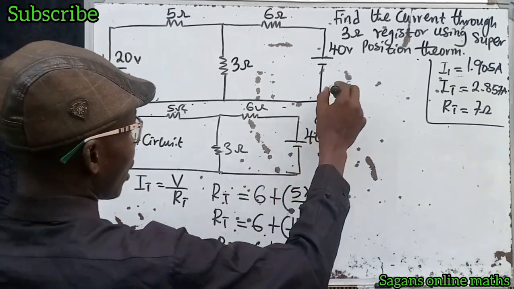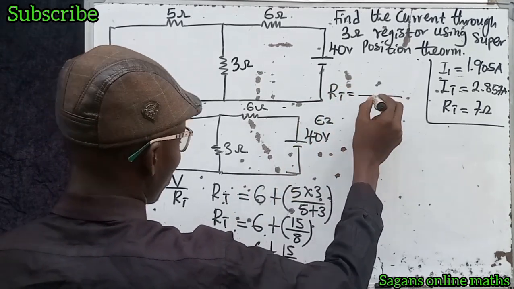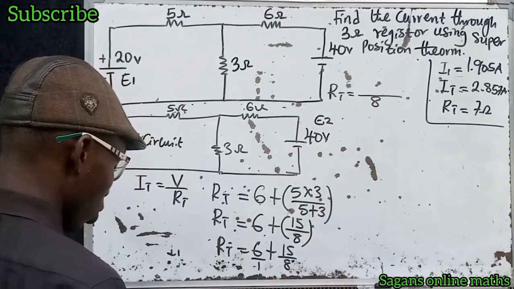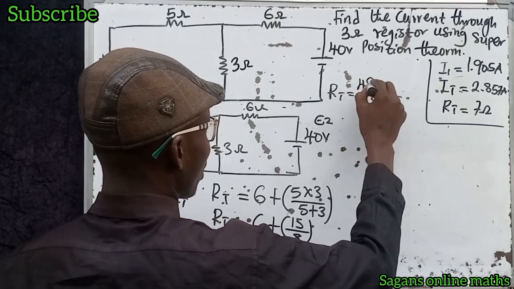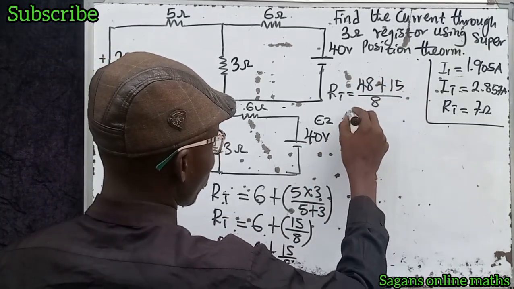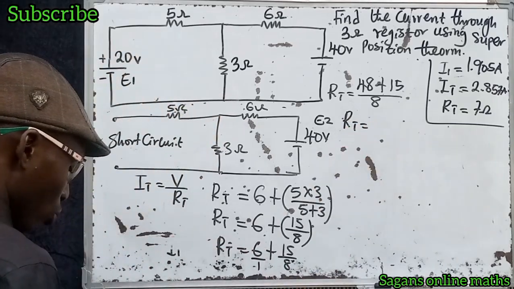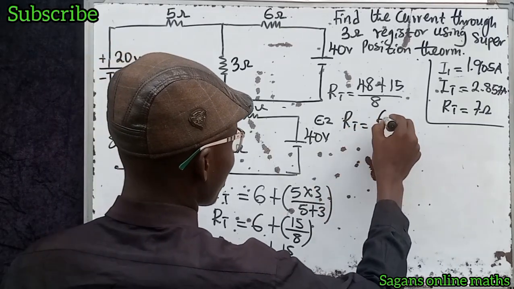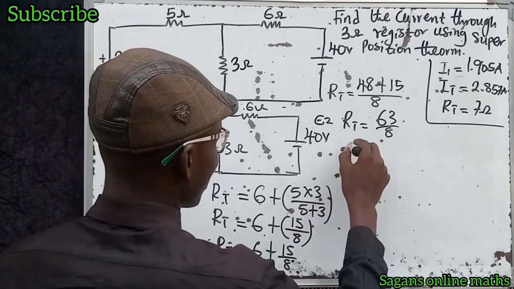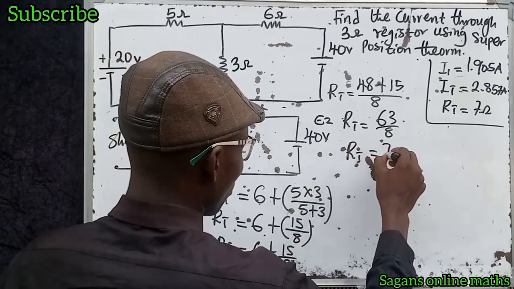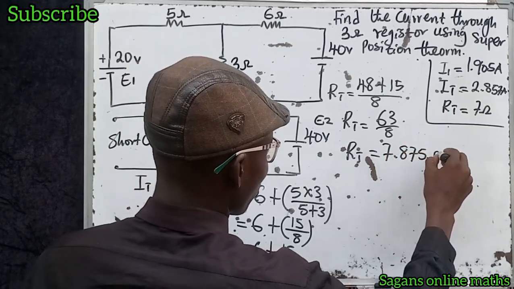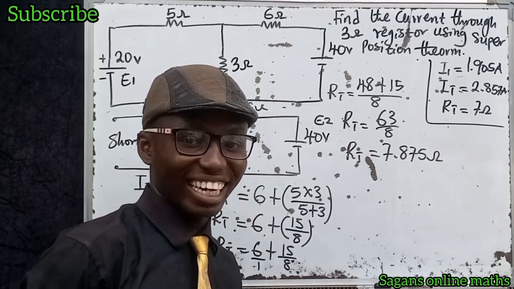Let's take our LCM. Our LCM is 8. Now 8 divided by 1 gives us 8, and 8 times 6 gives us 48. Plus 8 divided by 8 is 1, so 1 times 15 gives us 15. That means our total resistance is 48 plus 15, which gives us 63, divided by 8. Let's divide 63 by 8. Our total resistance in this circuit is equal to 7.875 ohms. Wow, this is amazing, right?